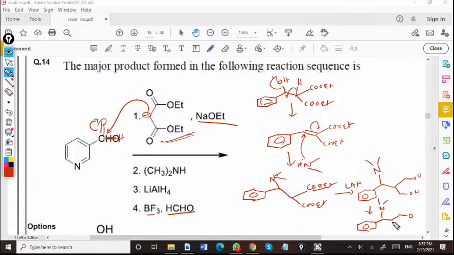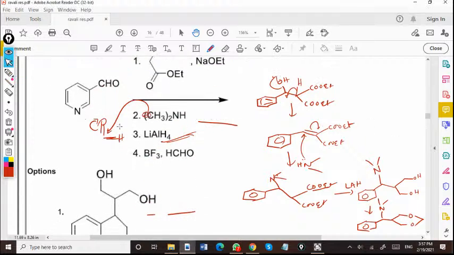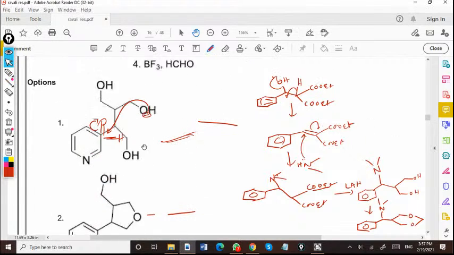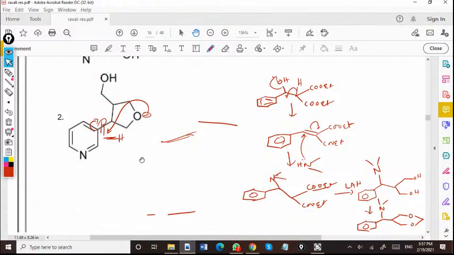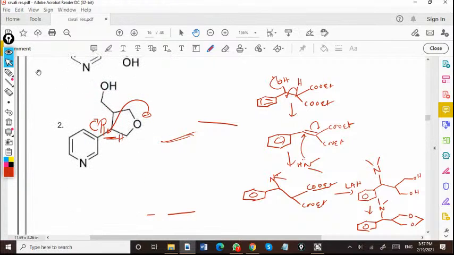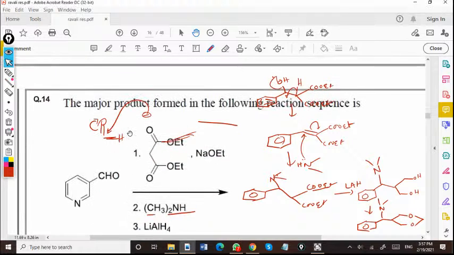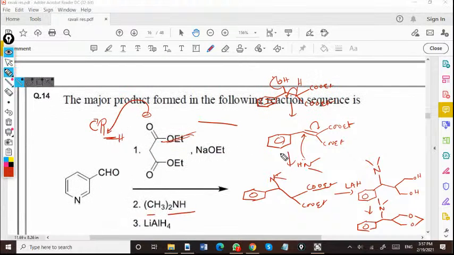So the final product will be this. Try to locate the final product. So this is open chain. That might not be possible. Oh, I made a mistake. The starting material is with the pyridine, not the benzene. So that's not a big botheration.